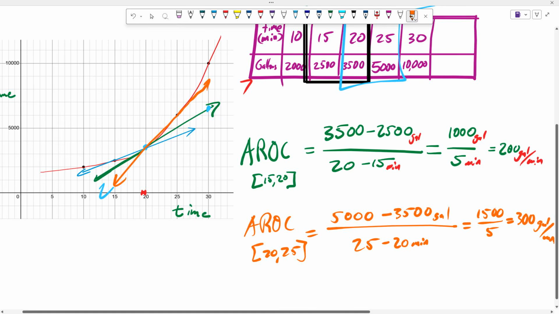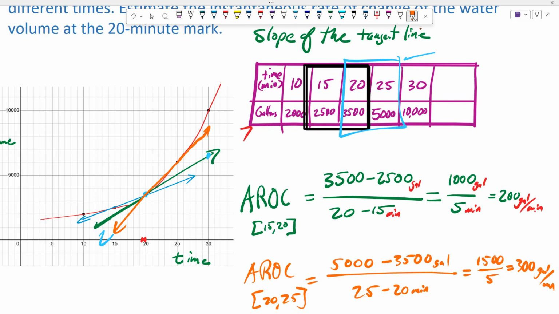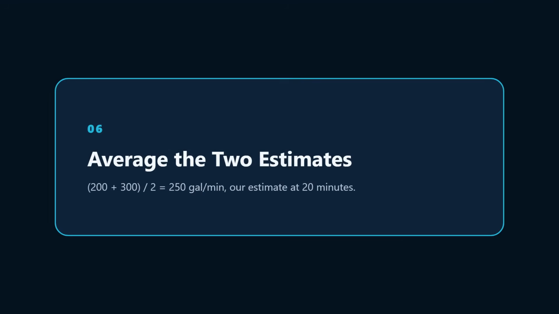Mr. Whitman, on the graph at 25 minutes, it says it's at 6,000 gallons, not the 5,000? Yeah. Thank you.